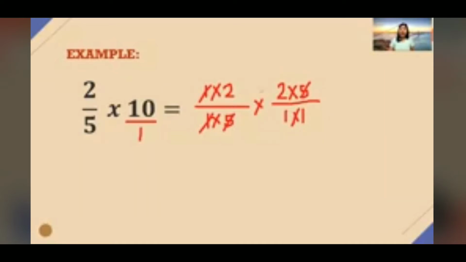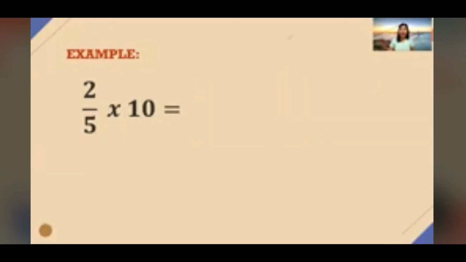So, 2 times 2 is 4. And then, we will just copy 1. So, we may simplify this by simply canceling our denominator since it is 1. So, our final answer is a whole number and that is 4. So, just like our example in our option A. So, here I have another example.